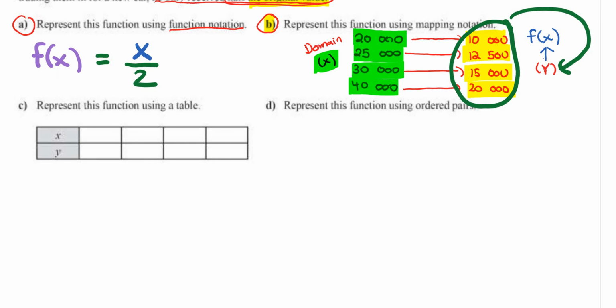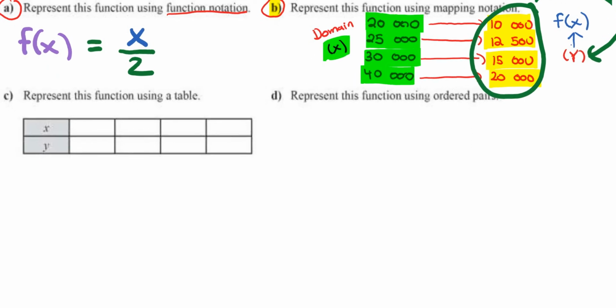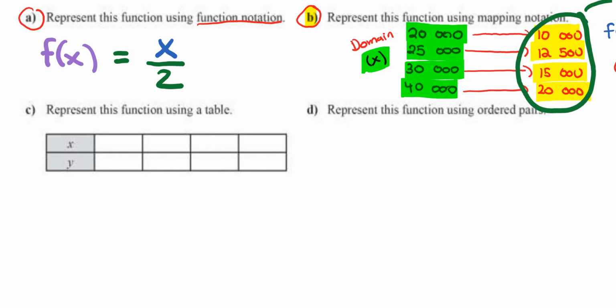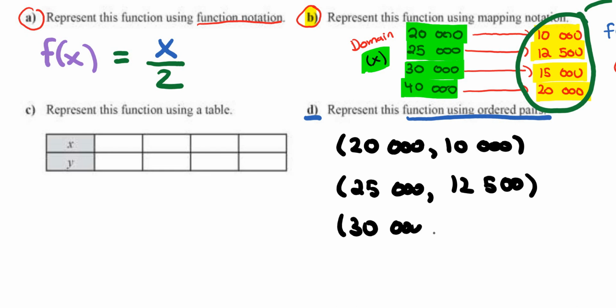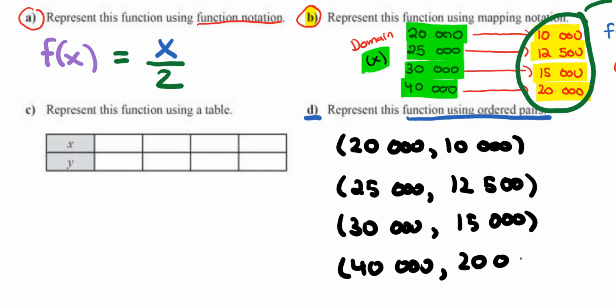Okay, and then after that, you can definitely do parts C and D. They're not too hard to do. In fact, I'll do letter D first. Represent this function using ordered pair notation. So if I had to write this out the long way, it'd be 20,000, comma 10,000, and then we have 25,000, and that corresponds to half its value, which is 12,500. And then I have 30,000, and that's going to be 15,000 for its corresponding y value. And then finally I have 40,000, and that corresponds to 20,000.